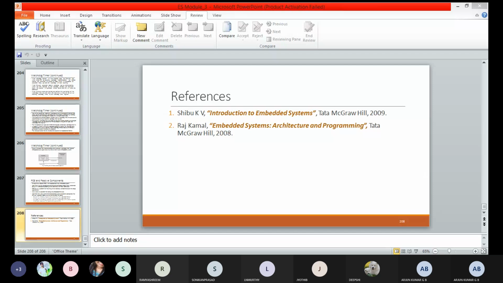Hello. See, once again, what are the main components in the embedded system? Once again, we go for the revision.